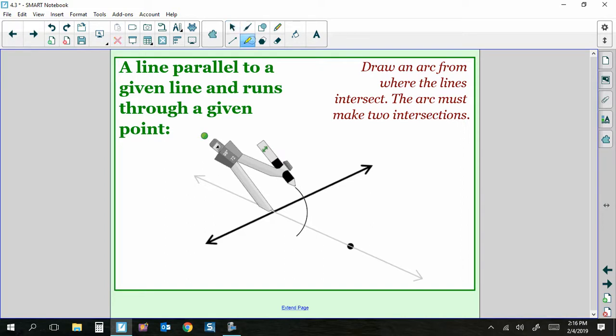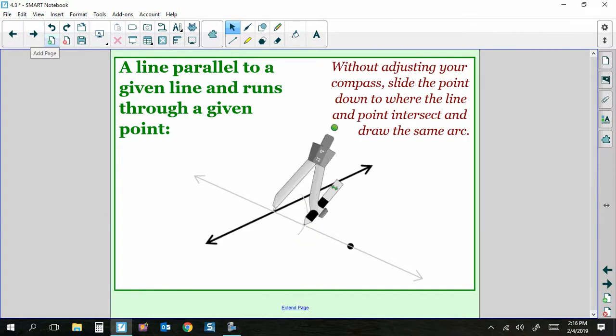So I drew my arc. It is intersecting 2 times, once right here and once right here. Make yourself a note that step 2 and 3 must happen back to back, because you can see what I'm starting with is without adjusting. Whenever we do that, that means what you did in step 2, you have to also do in step 3. So it's really important that you do those back to back to each other.